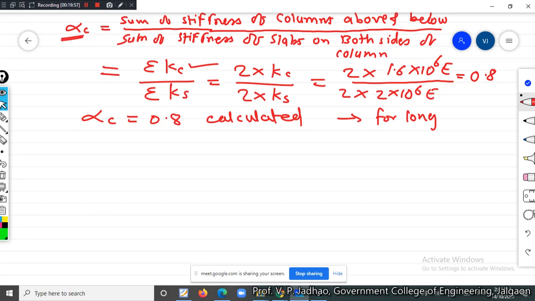This is for the longer span. Now we have to calculate the value of this alpha c, that is the ratio of the sum of stiffness of columns above and below and the sum of stiffness of slab on both sides of your column. For the shorter span, therefore, let us consider B for the shorter span.